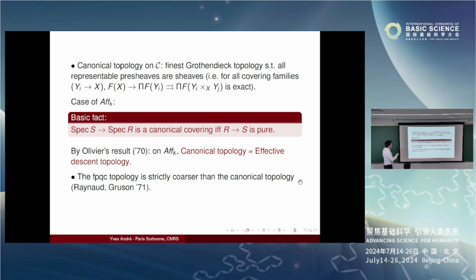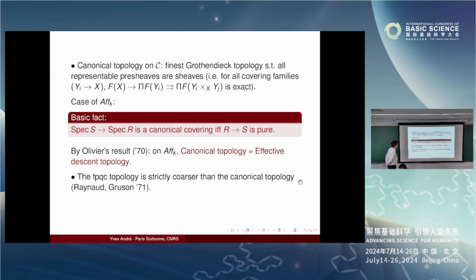And there is another topology which exists on any C, the canonical topology. This is the finest Grothendieck topology such that all representable presheaves are sheaves. In the case of the category of affine K-schemes, this can be described explicitly because of this basic fact. The morphism Spec S to Spec R is a canonical covering, so it's a covering for the canonical topology, if and only if the map R to S is pure. So this is a geometric interpretation. But by Olivier's result, one also has the fact that the canonical topology coincides with the effective descent topology. So canonical topology, effective descent topology, and purity, in this sense, are all the same.